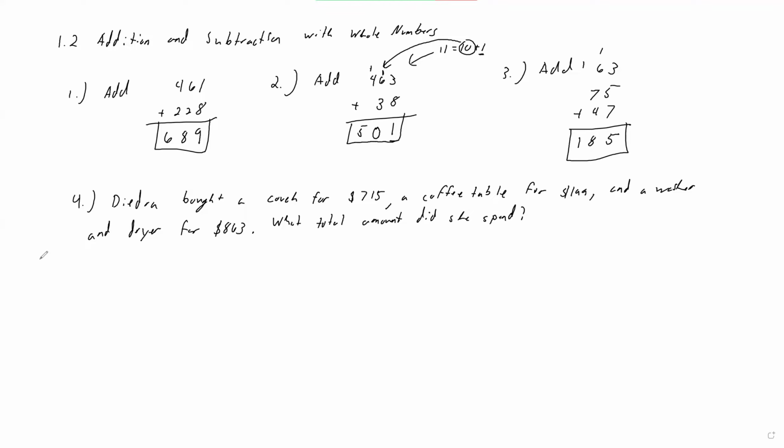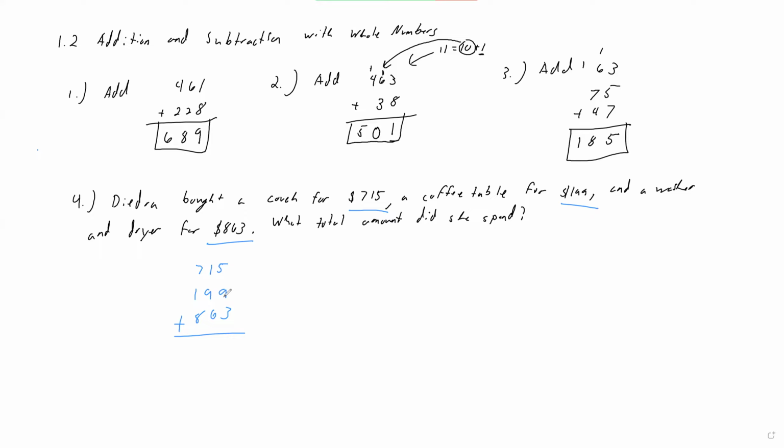All right, so in this situation, you're just going to take all the totals in the word problem and you're just going to add them up. I'm going to take the 715, the 199, and the 863. And then I'm going to add them just like I did on the first three questions. So the only difference with the word prompts, you have to take everything out of the word prompt, set it up, and then you're doing the same process.